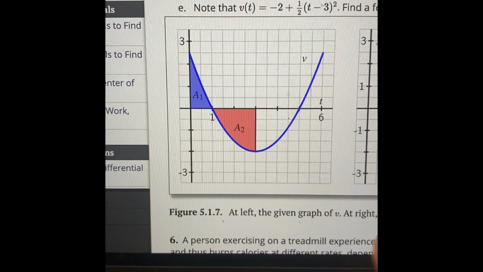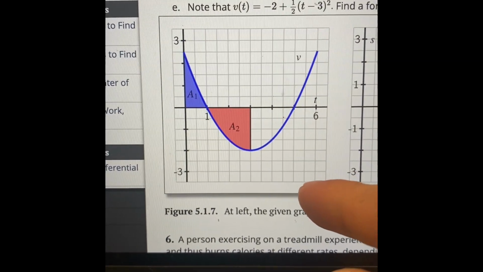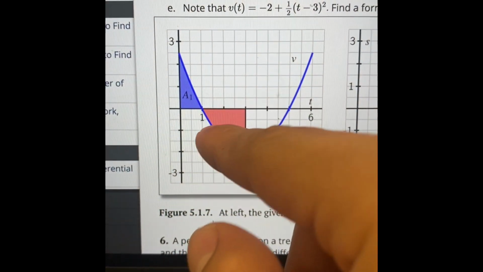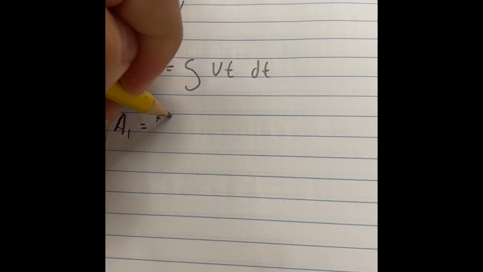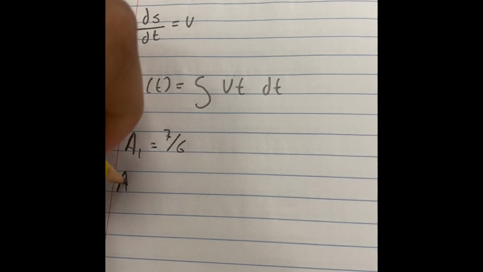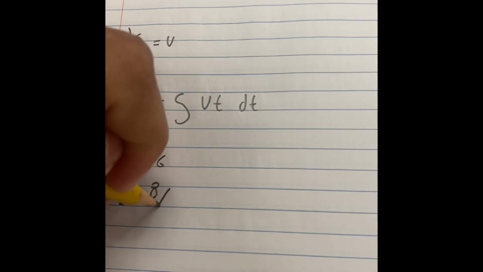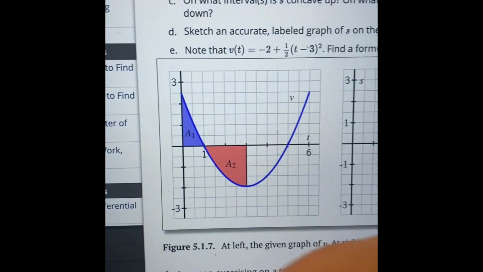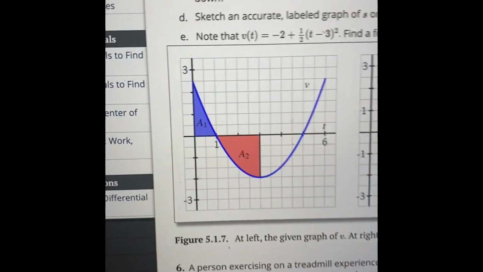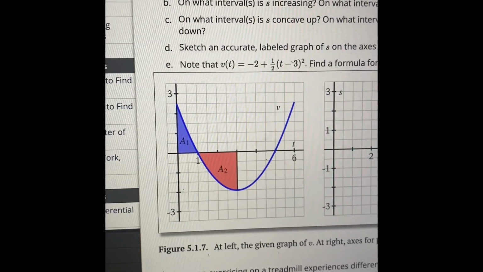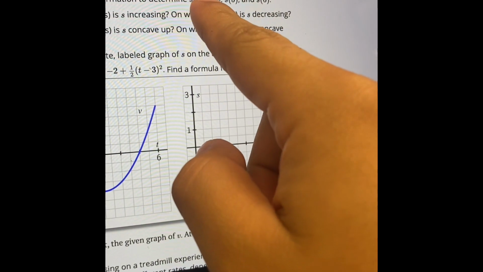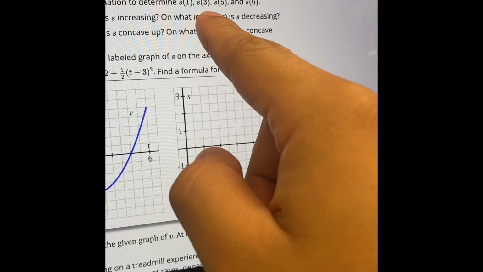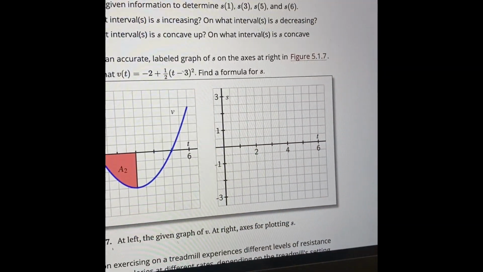We know that this is a quadratic function, and they're giving us the areas of a1 and a2. a1 equals 7/6 and a2 equals 8/3. So this is a1 and this is a2. For the first problem, they're asking us to determine the values of s of 1, s of 3, s of 5, and s of 6.